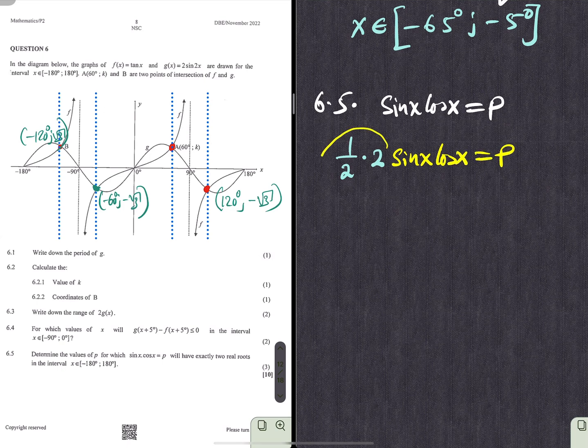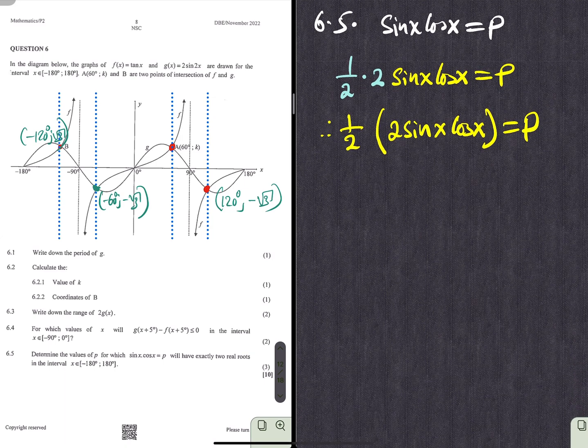Check something. This is 1. That means this equation is the same as this one. So now we say this is 1 over 2 into 2 sine of x multiplied by cos x is equal to p. This is still the same as the given problem. But now the beautiful part is that this is going to be a single trig ratio, 1 over 2. What do you get here? You get a double angle of sine: sine 2x is equal to p.